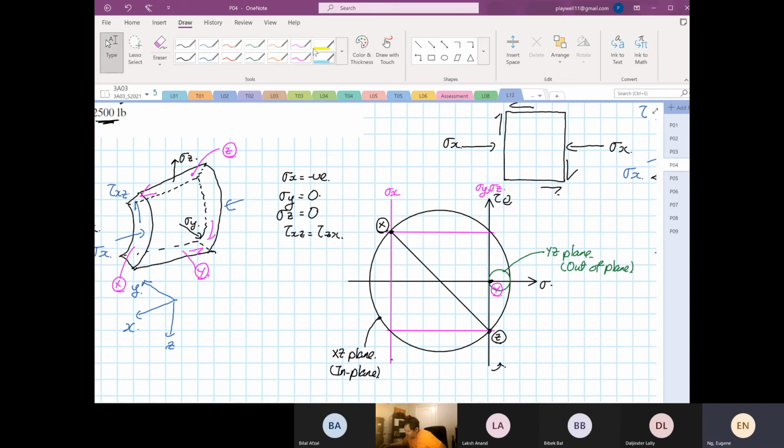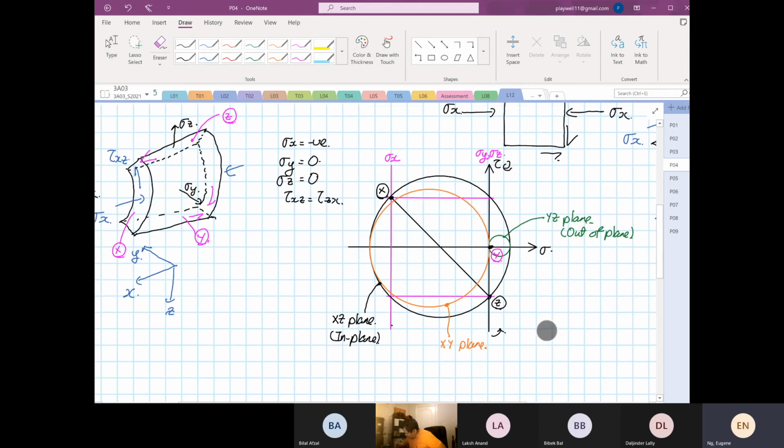And the last circle that I'm going to draw, this circle that I'm drawing now belongs to our, I'm having a tongue twister now, belongs to our XZ, sorry, XY plane. Again, this is our out of plane.